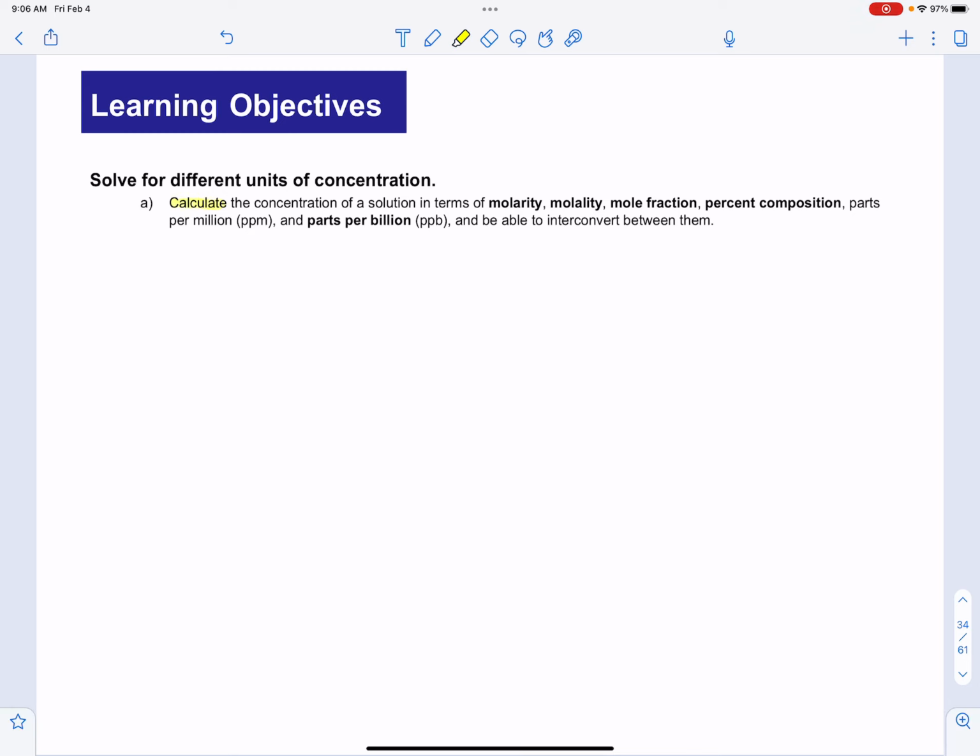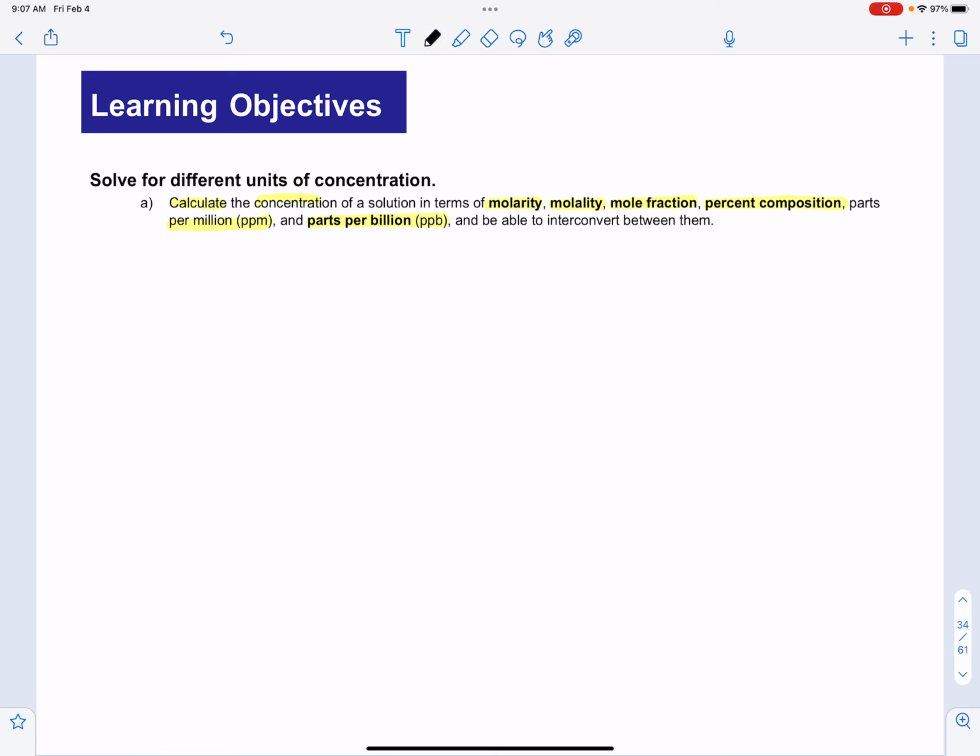We're going to calculate concentrations in terms of molarity, molality, mole fraction, percent composition, which is going to be given by 100%, or by million parts, or by a billion parts. It's mass of the solute over mass of the solution multiplied by 100, or multiplied by a million, or multiplied by a billion. Or it could be volume of the solute and volume of the solution multiplied by 100, multiplied by a million, or multiplied by a billion. So those are the main types of concentrations we're going to use.